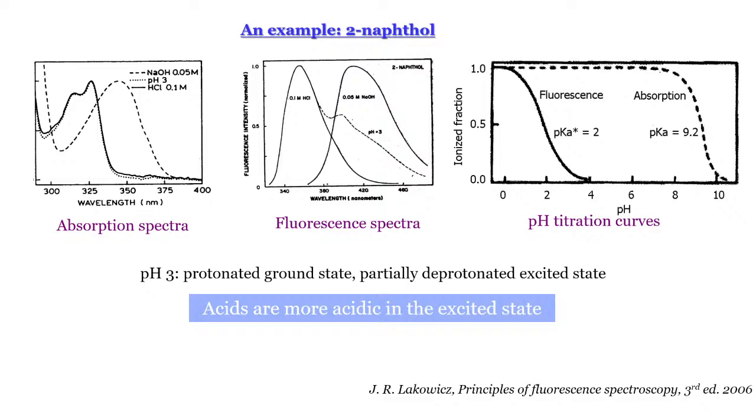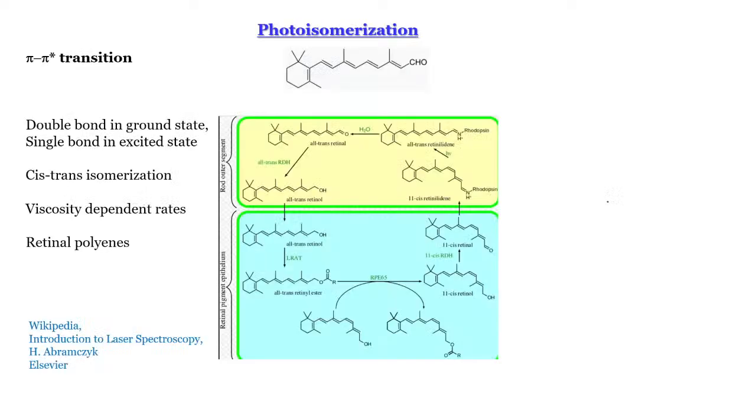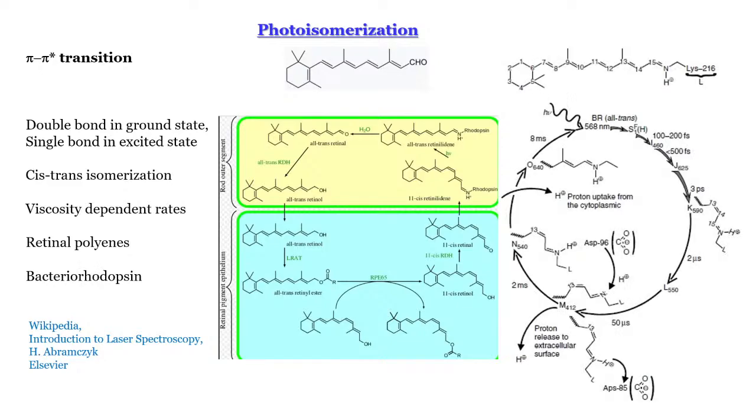9.2 to 2 is equivalent to a change in 7 orders of magnitude of hydrogen ion concentration. Very, very major effect. And then we briefly introduced you to other kinds of excited state process without talking about it in much detail.